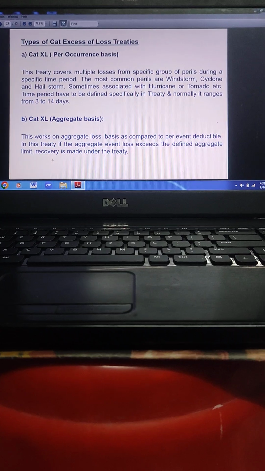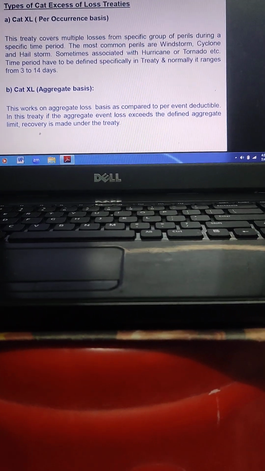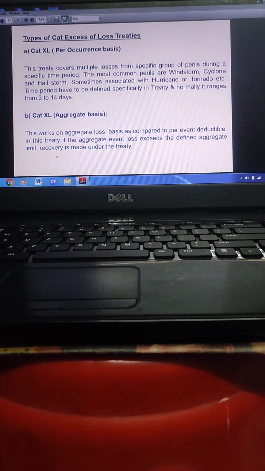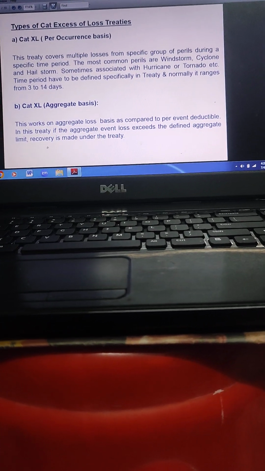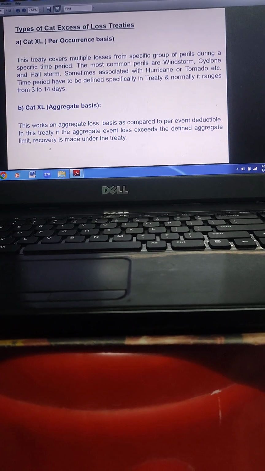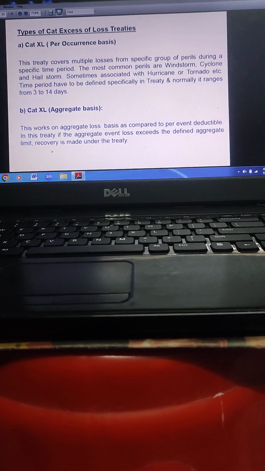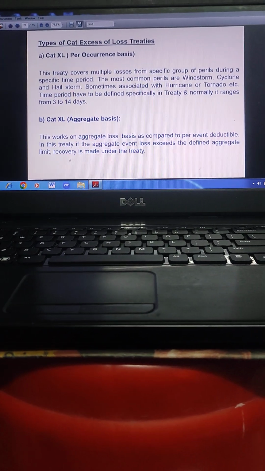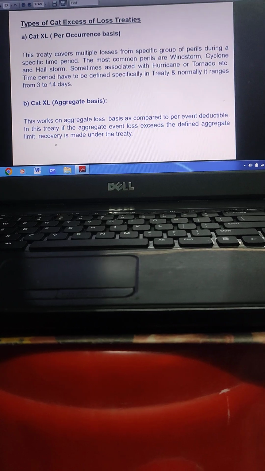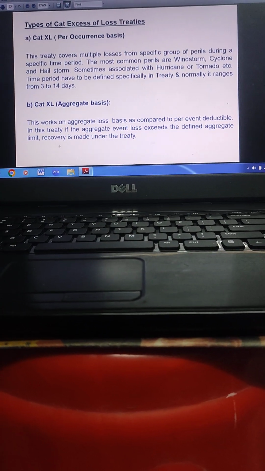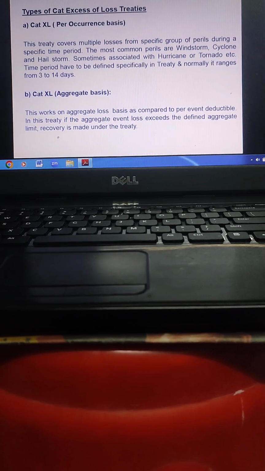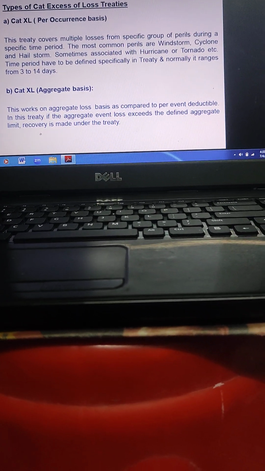The most common perils are windstorm, cyclone and hailstorm, sometimes associated with hurricane or tornado, etc. So the time period has to be defined specifically in the treaty, and normally it ranges from 3 to 14 days. Cat excess of loss works on an aggregate loss basis as compared to per event deductibles. So in this treaty, if the aggregate event loss exceeds the defined aggregate limit, recovery is made under the treaty.